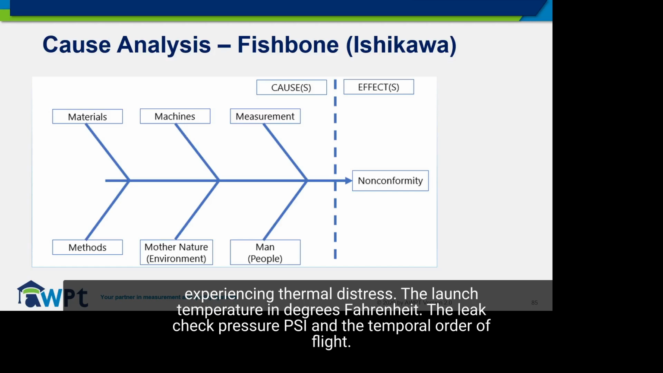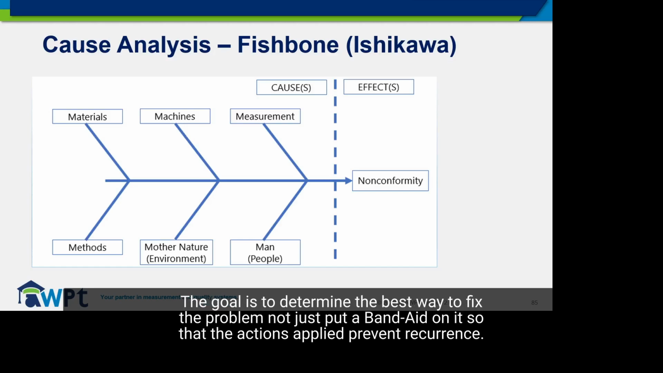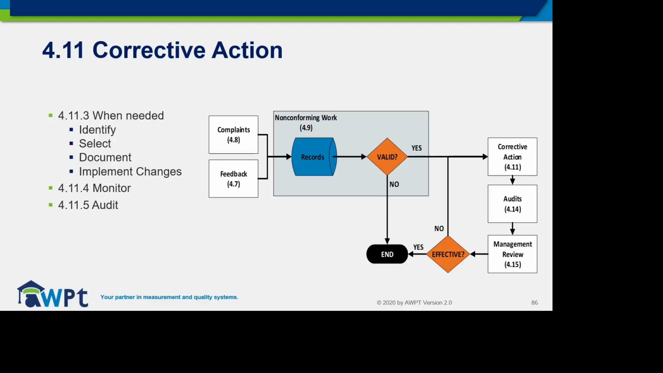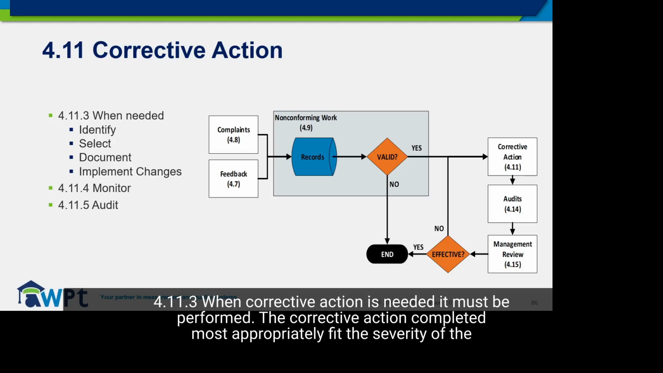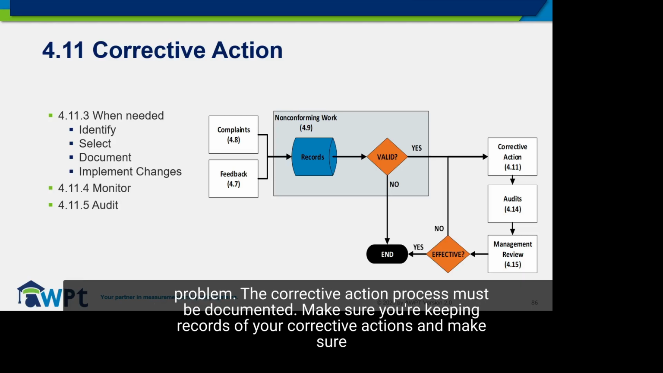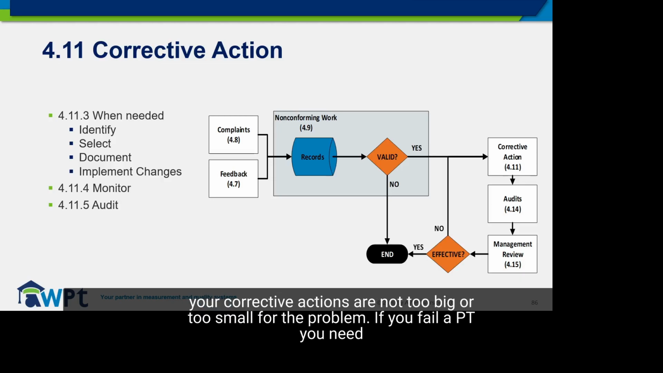The goal is to determine the best way to fix the problem, not just put a Band-Aid on it, so that the actions applied prevent recurrence. 4.11.3: When corrective action is needed, it must be performed. The corrective action completed must appropriately fit the severity of the problem. The corrective action process must be documented. Make sure you're keeping records of your corrective actions and make sure your corrective actions are not too big or too small for the problem.